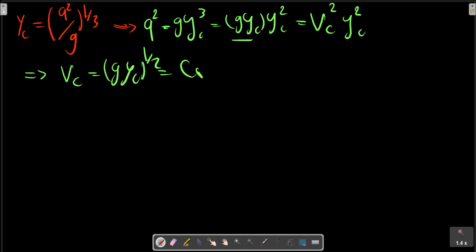Anyway, the depth corresponds to the channel velocity equal to the shallow water wave speed, the velocity at critical depth.